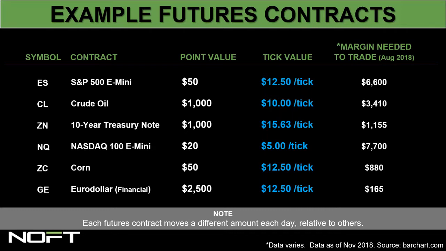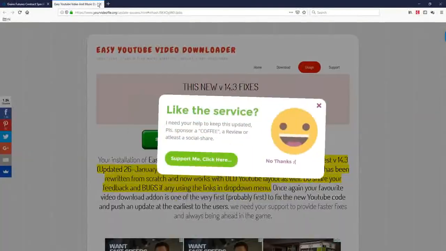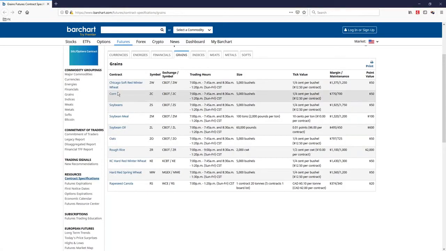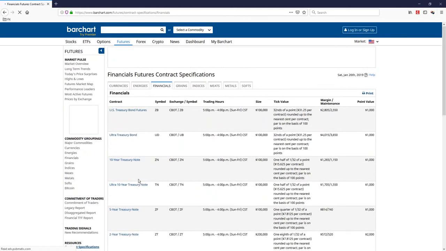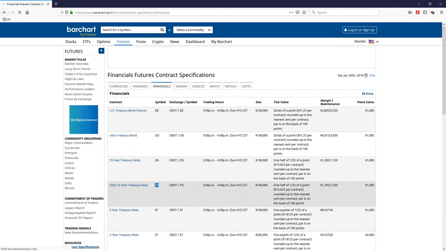Now, when you get started, whether the Noft team is teaching you this or somebody else is, as you start to go through this, you'll realize, oh, got a little advertisement. I love that stuff. Okay, then there are all kinds of websites where you can see what is available to trade: grains, indices, meats, metals, financials, you name it. It's all in there. So if I wanted to trade 10-year treasury notes, the symbol is TN.